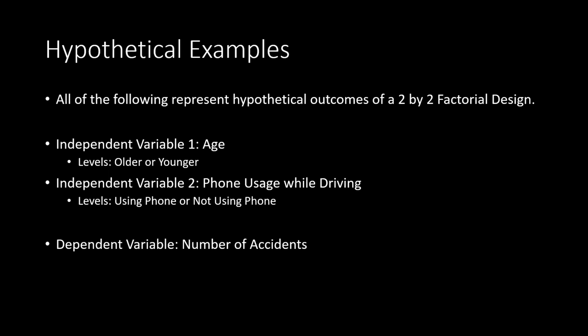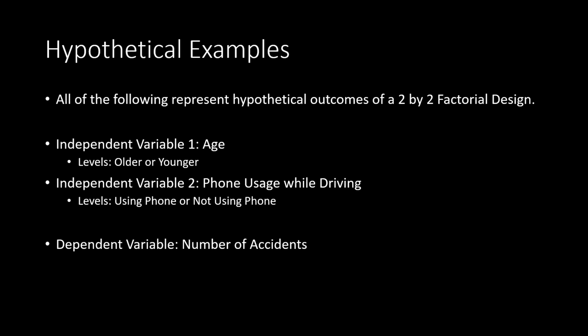Okay, the first factor is age. There are 2 levels, so older people and younger people. The second independent variable is phone usage while these people are driving, and so there are 2 levels again, so people are either on their phone or they're not on their phone.